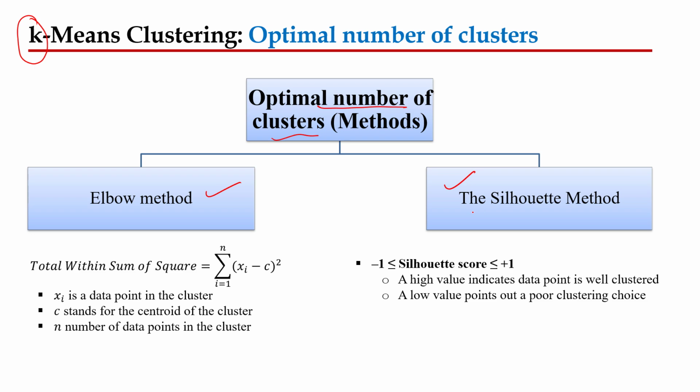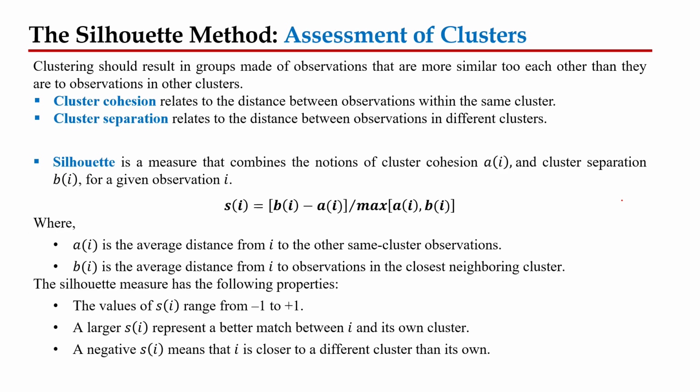Let me first discuss the silhouette method. When we are doing the clustering, we are quantifying two things. One is called cluster cohesion, which is related to the distance between observations within the same cluster. If we have a particular cluster with, let's say, four observations, then for every observation we calculate the distance from that observation to the other observations lying within that cluster. This is known as cluster cohesion.